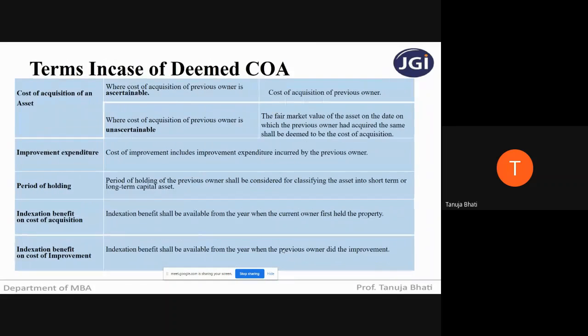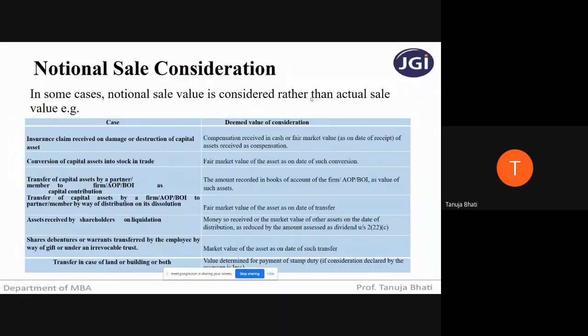So did everyone understand? First of all, till now we have seen two cases. Case number one, what are those cases where indexation benefit will not be given even though it is a long-term capital asset? And second, we have seen cases where we cannot use cost of acquisition, but we have to use deemed or notional cost of acquisition. So now moving ahead to the third concept. The third concept is notional sales consideration.